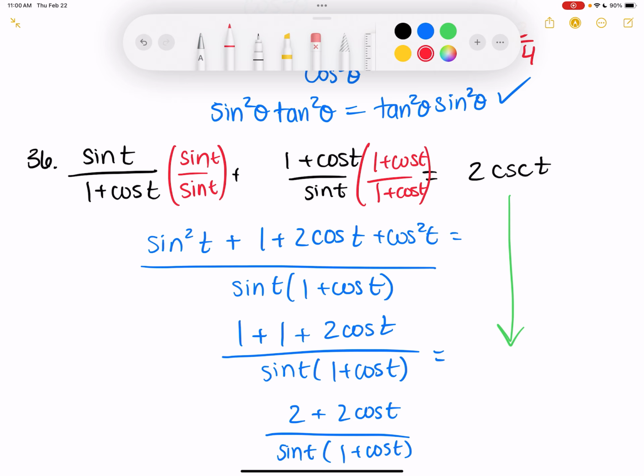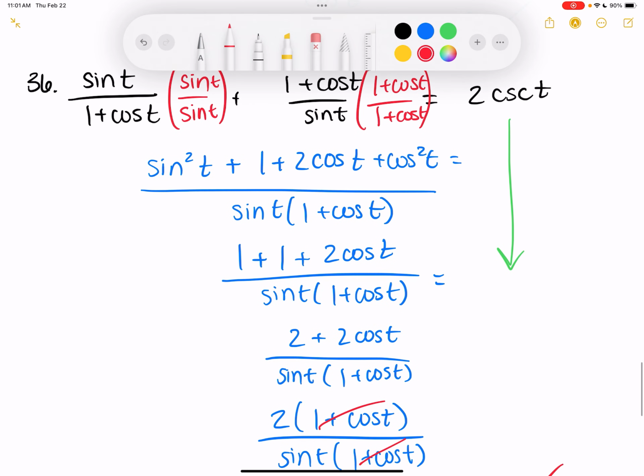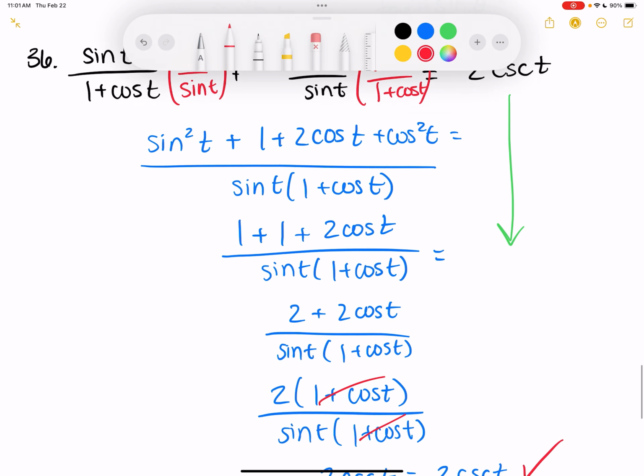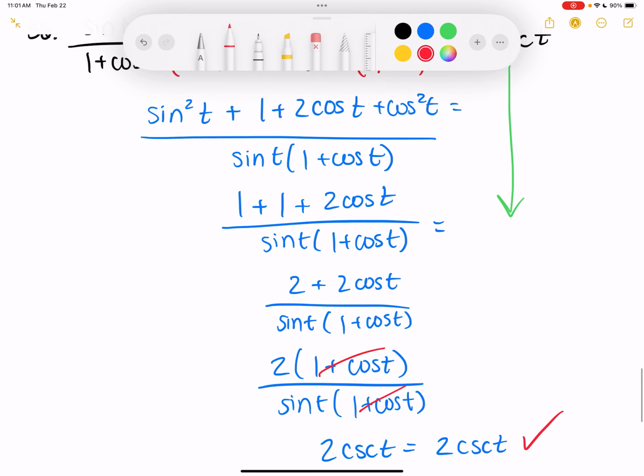So it would be like 1 plus x times 1 plus x, which would be 1 plus 2x plus x squared. So then I combine the ones to make it 2 plus 2 cosine t. At that point, I factored it out to leave me with 2 times 1 plus cosine t, which canceled top and bottom to get me to my end result.